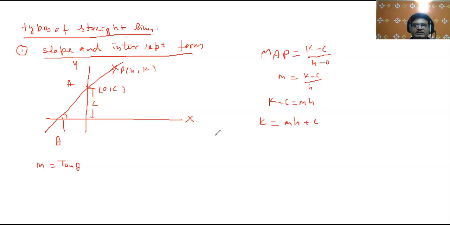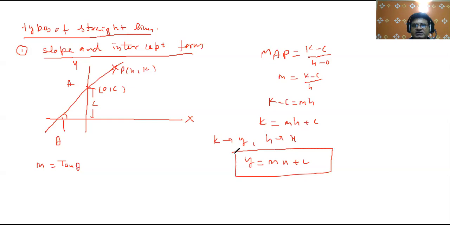Now we are taking locus. Taking locus means k is replaced by y and h is replaced by x. So this is going to be y is equal to mx plus c. So this is the slope and intercept form of a straight line, where the coefficient of x is the slope, and c is the intercept on y-axis from origin. You must have to understand it.